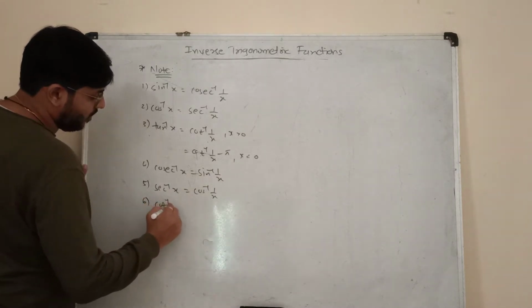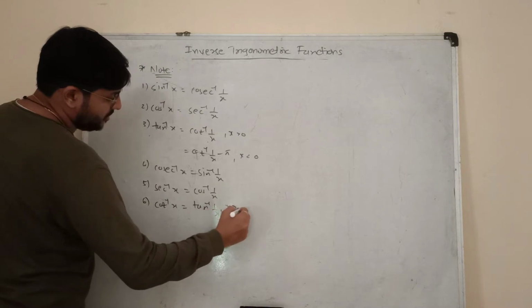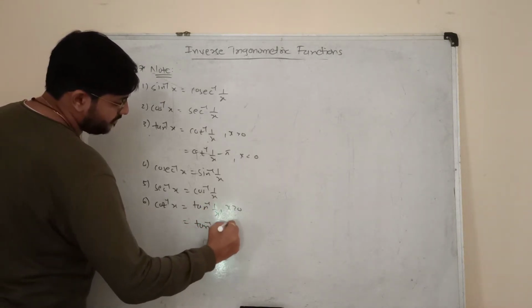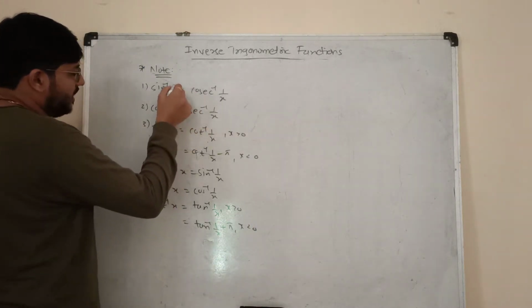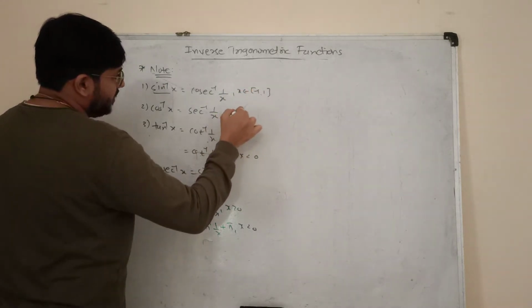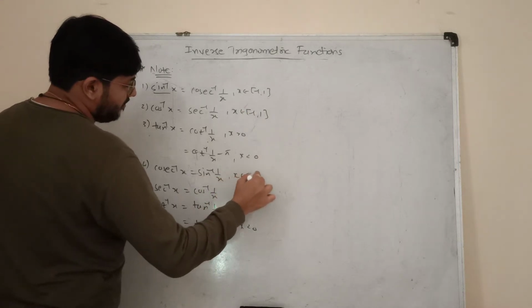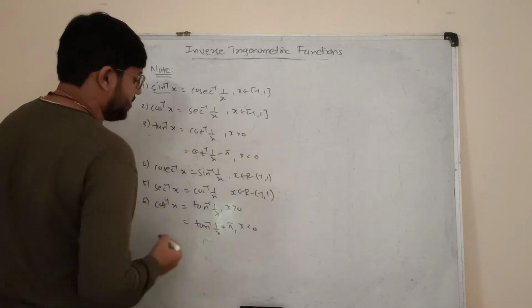Similarly, if you have cot inverse x, then again there are two rules: tan inverse 1 by x for positive values, and tan inverse 1 by x plus pi for negative values. So what are the domain conditions related with this function? For sine inverse and cosec inverse, x belongs to minus 1 to 1. Here, for the others, x belongs to R minus (minus 1 to 1).